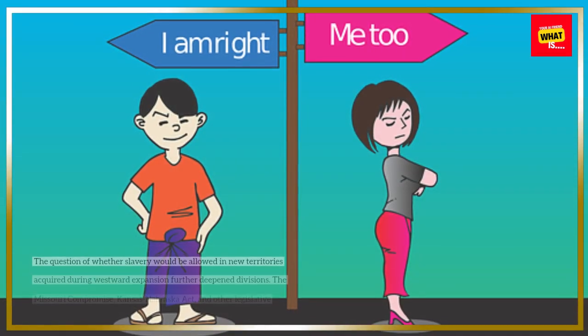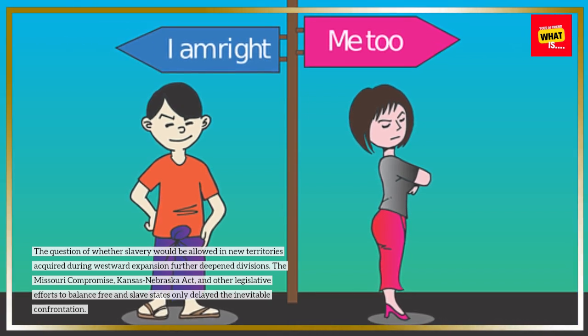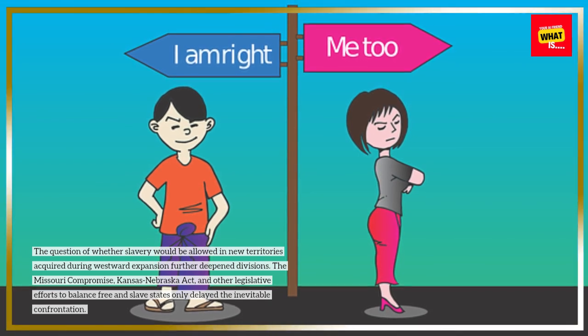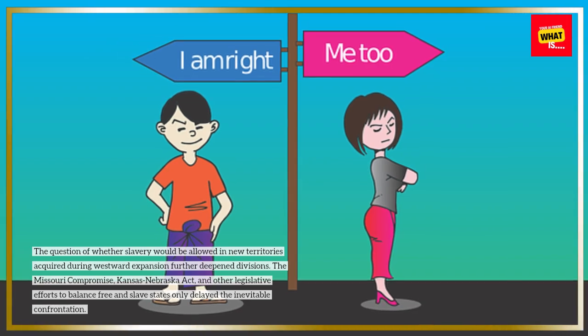The role of westward expansion. The question of whether slavery would be allowed in new territories acquired during westward expansion further deepened divisions. The Missouri Compromise, Kansas-Nebraska Act, and other legislative efforts to balance free and slave states only delayed the inevitable confrontation.